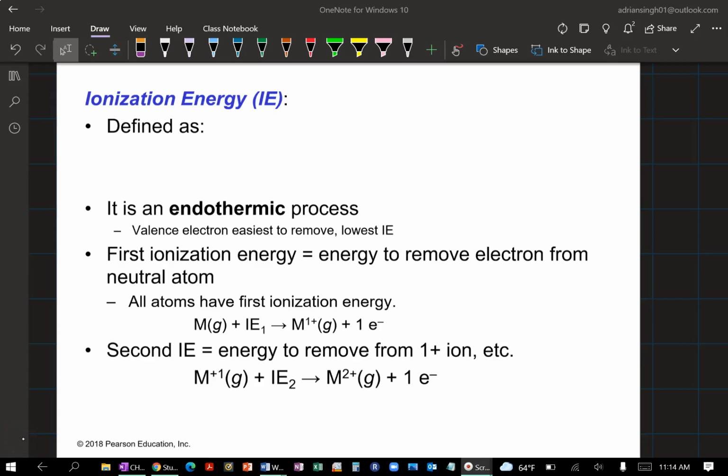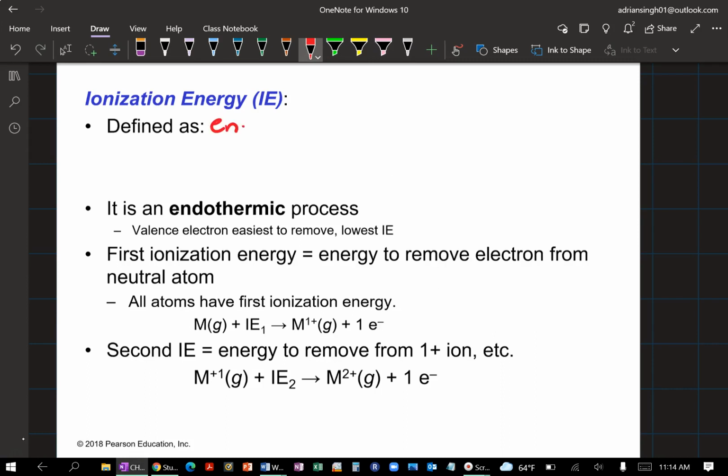All right, so now we're going to take a look at some trends and a couple other properties of the elements in the periodic table. The first one we're going to take a look at is the trend in ionization energy, which we often abbreviate as IE. And what is ionization energy in the first place?